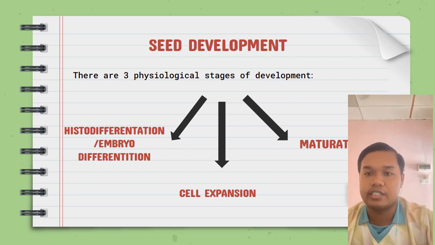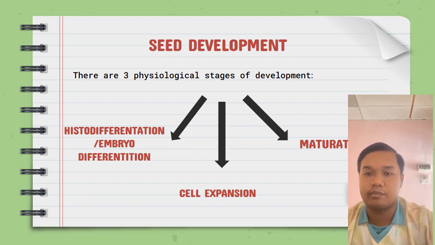And for the cell expansion, it is the phase in seed development where cells increase in size. During this stage, water enters the cells, causing them to swell. Cell expansion is critical for the growth of the seed, and it contributes to the enlargement of structures such as cotyledons, radicle, and plumule. This process is regulated by various factors including hormones and genetic programs.